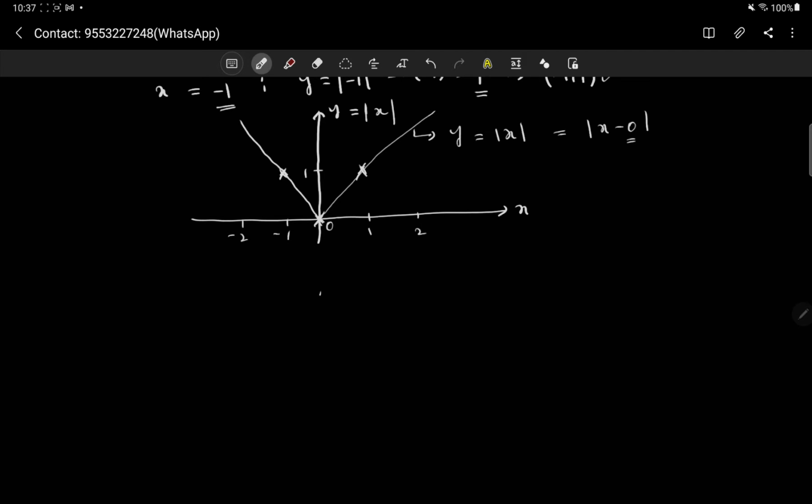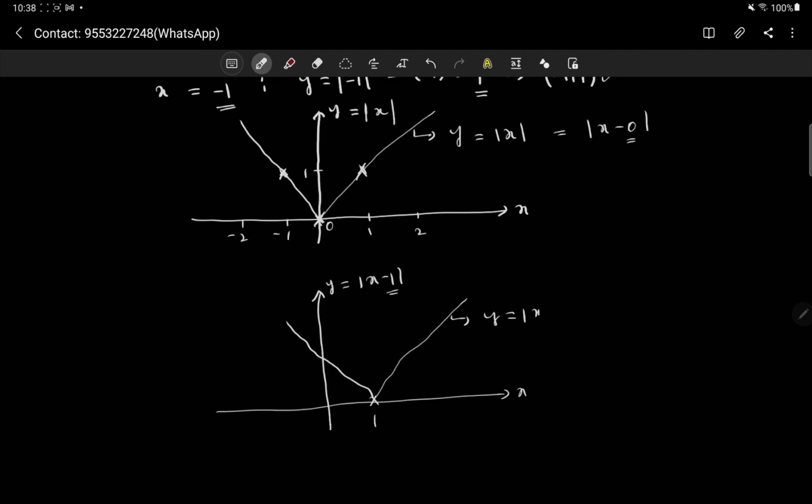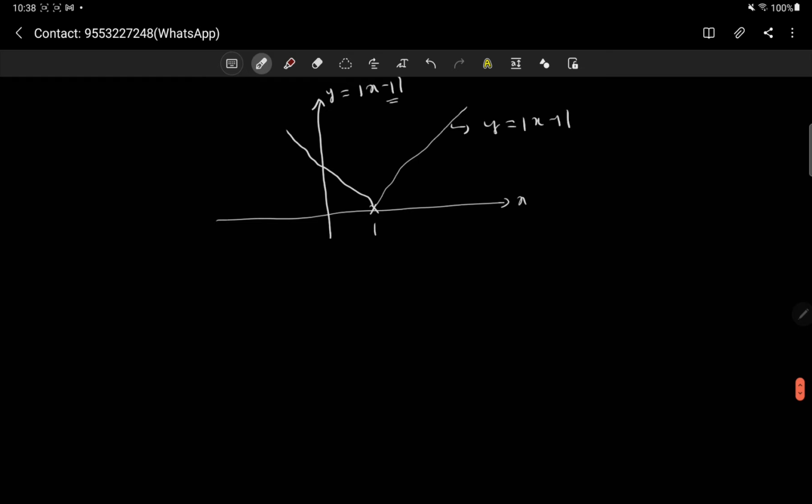Okay, now we can have the graph of some other function, y is equal to modulus of x minus 1. So here 1 is there, so the graph will pass through the point 1 on the x-axis. In the same way, you can have the graph passing through the point 1 on the x-axis, like this. So this is the graph of y is equal to modulus of x minus 1. Okay, so this is all about the modulus function.